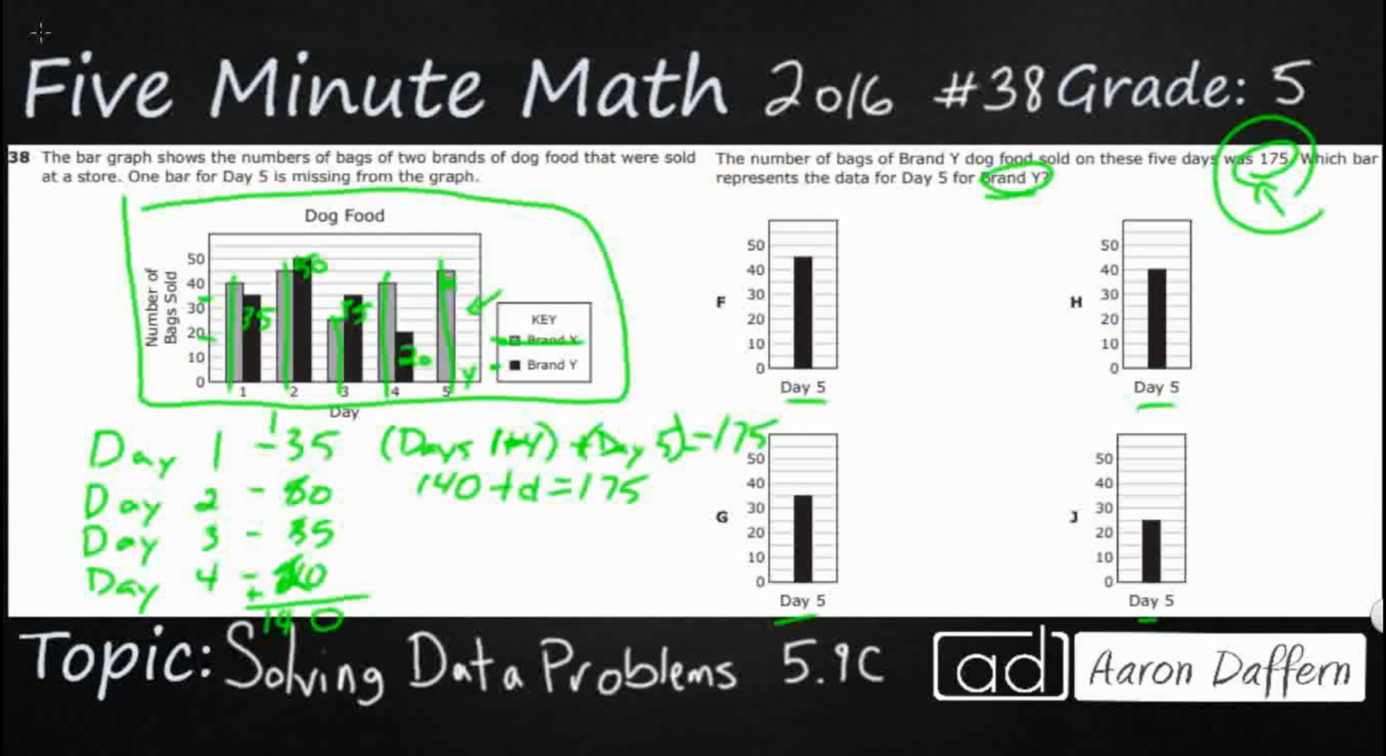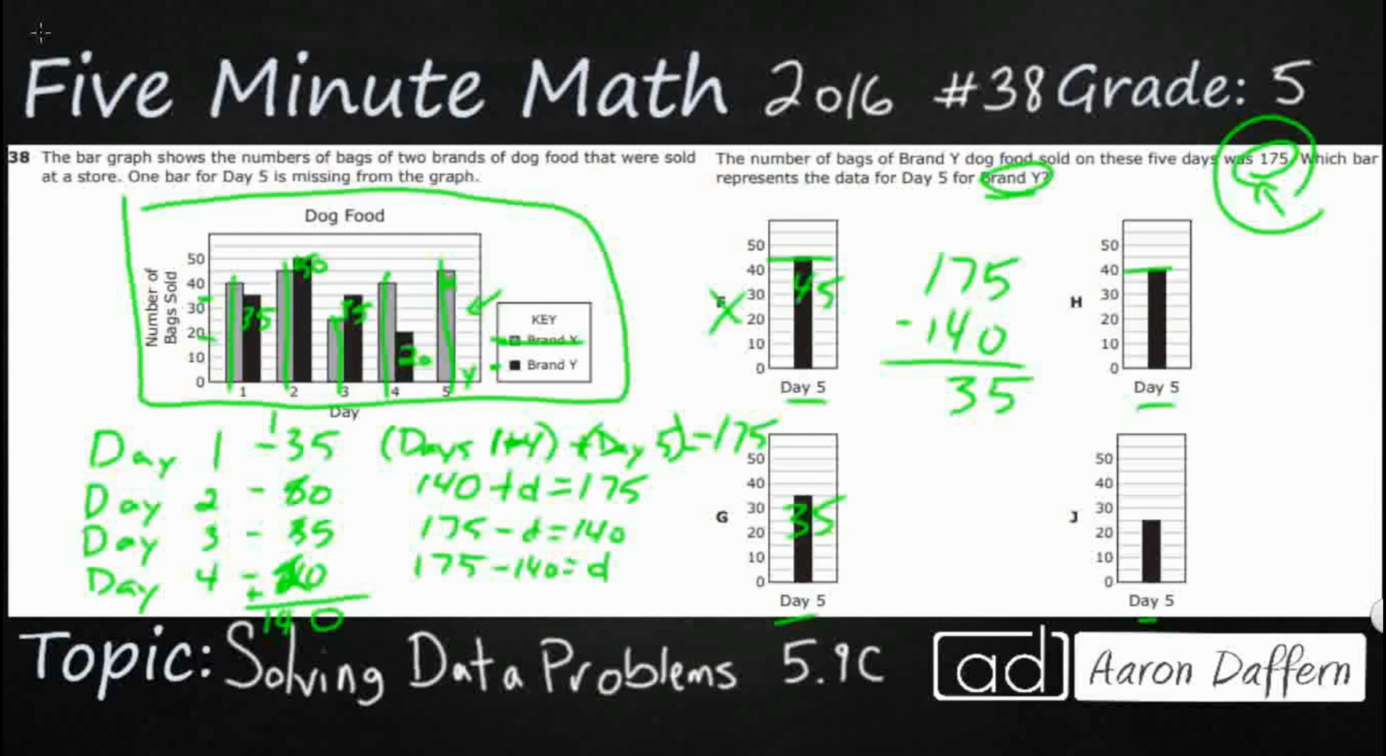So all I need to do is figure out what I need to add to 140 to make 175. Well, I can count up from 140 if I want to, or I can just use my fact families. I know that if I have an addition sentence, I can use a subtraction sentence. Look at that, 175 minus 140. That's the one I was looking for. So 175 minus 140. That's just going to get me 35. So I'm looking for 35. Let's see, F here. Nope, that's 45. G, that looks good. 35. H is 40. J is 25. Nope, answer is G.